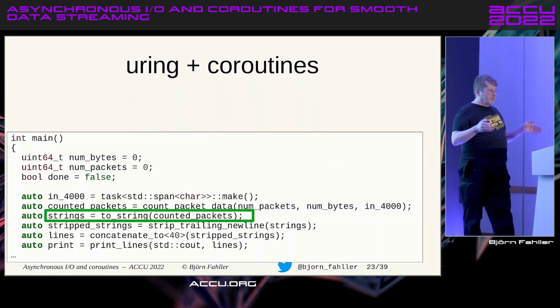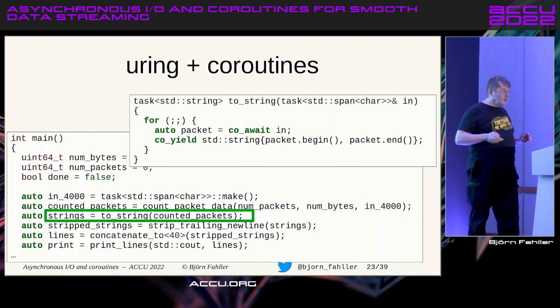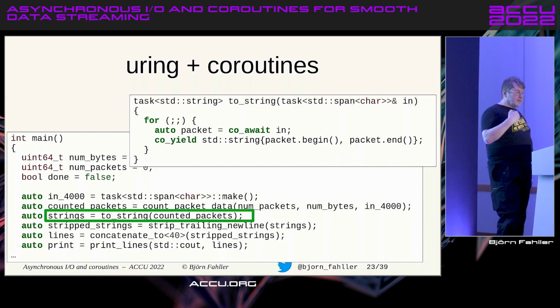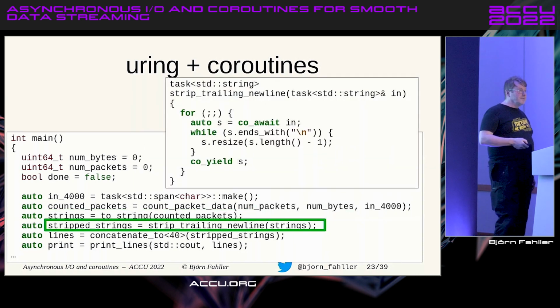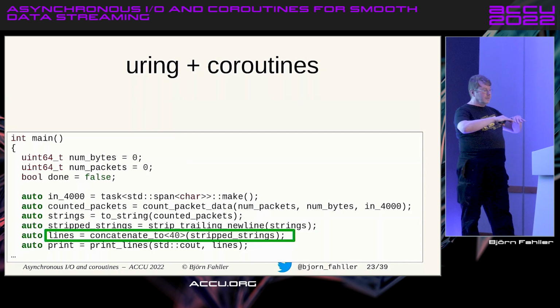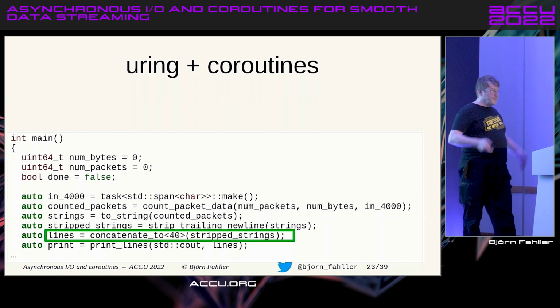And then one that converts this span of char to strings, because that's what I want to do. So just, again, a loop that co-awaits. This is a task of span of char, so it gets a span of char. That is a packet, and it co-yields a string that is created from these. And I want to strip trailing newlines from this, because why not? And then I want to concatenate the strings received until I get 40 character long strings.